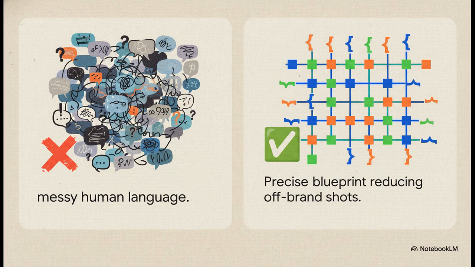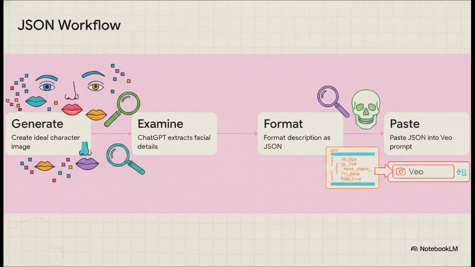JSON provides a precise, structured blueprint. By categorizing your character's traits into strict data fields, creators are finding they can reduce output randomness by up to 70%. That is huge. So here is the pro-level workflow to actually pull this off.